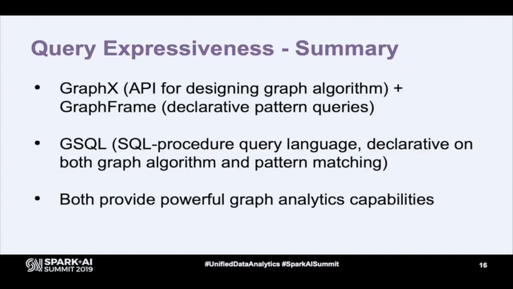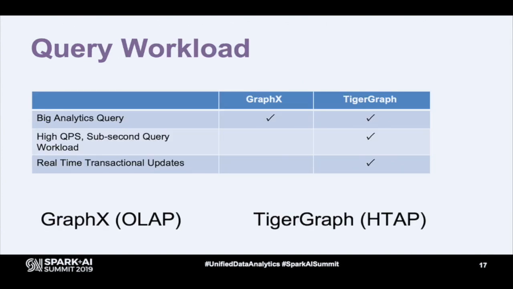So, in summary, if we look at the expressiveness of the different systems, GraphX uses an API to design graph algorithms, GraphFrame is about declarative pattern queries, and TigerGraph GSQL is a SQL-like procedural query language that is declarative on both graph algorithms and pattern matching. Both of them provide powerful graph analytics capabilities. GSQL is a little bit easier to express if you have a very complex graph algorithm, due to being a declarative query language.